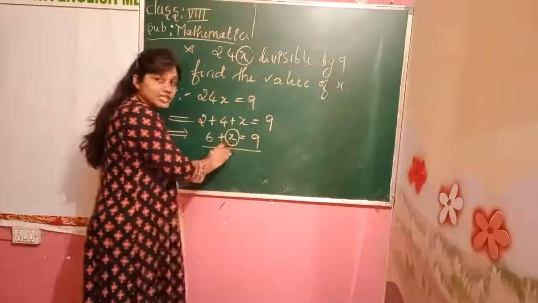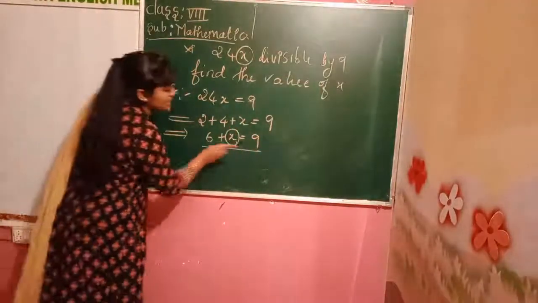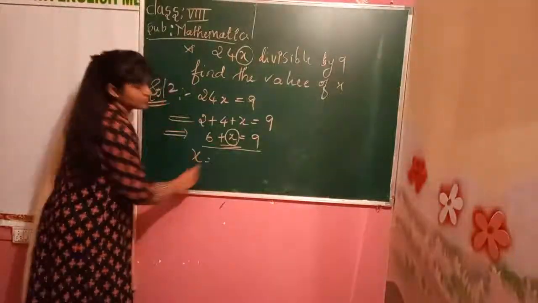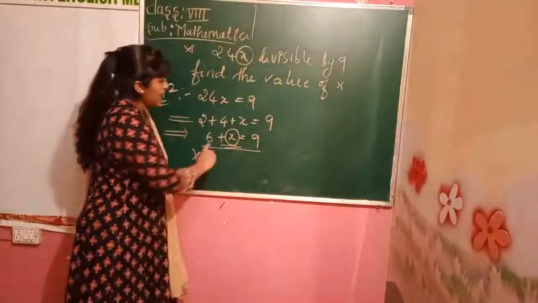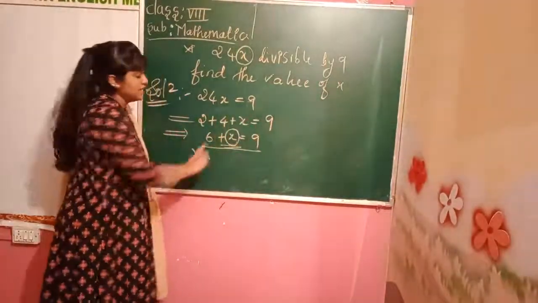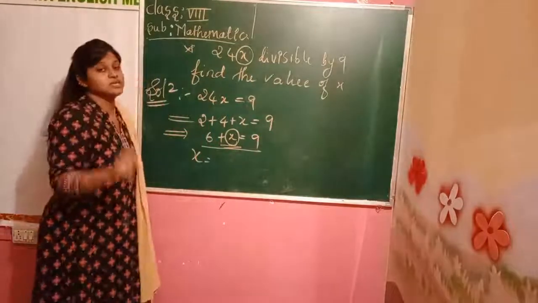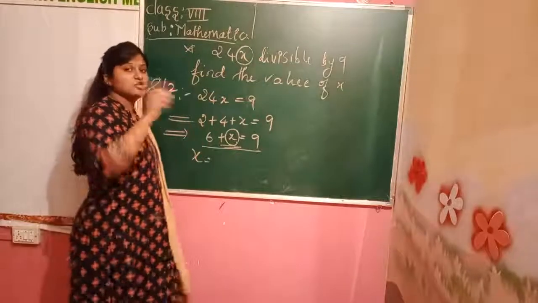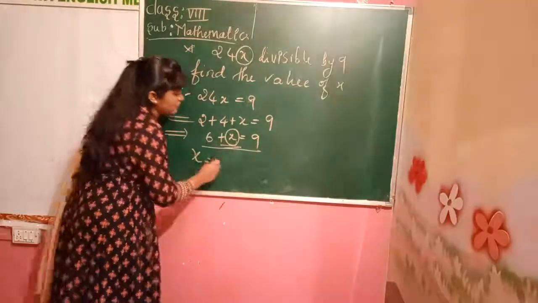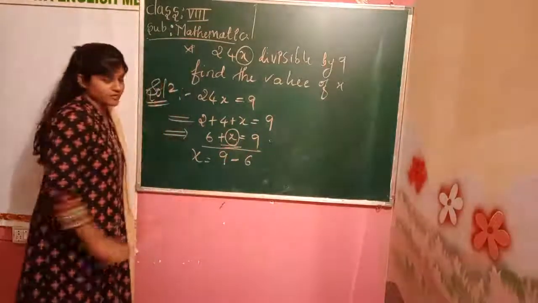Then what should we do? We should not interchange the place of x, because we need the value of x. So I will take x out. I will move this 6 to this side. The plus sign will change to minus when it moves to the other side. Plus becomes minus, minus becomes plus. I am shifting this number to this side, and the sign also shifts.